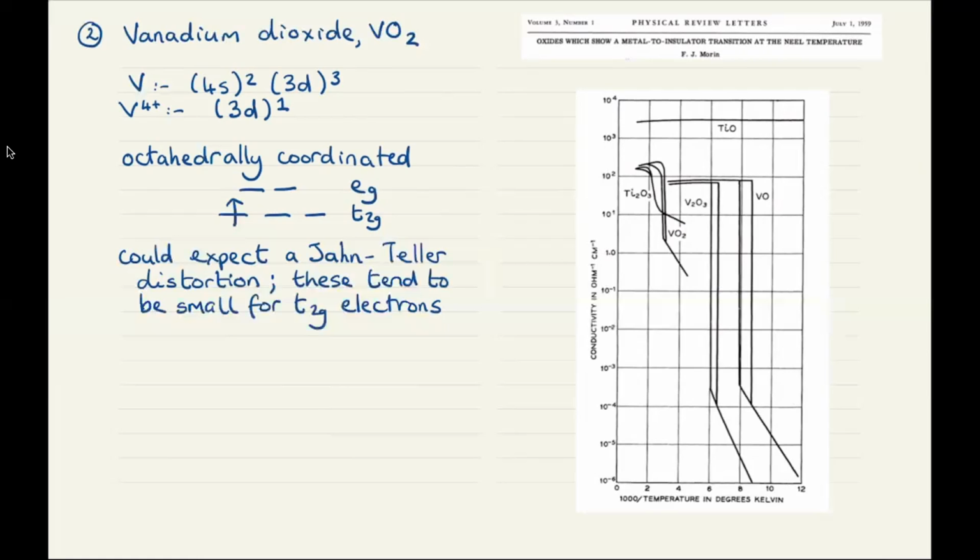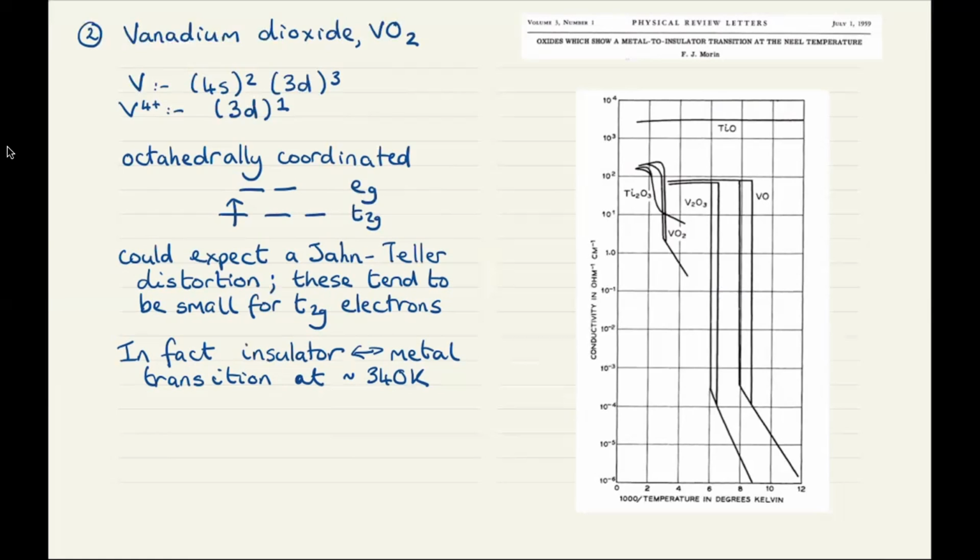And in fact, when we look at the data, we'll see that there is an insulator to metal transition, which takes place at around 340 Kelvin, just a little bit above room temperature. And this, of course, is of interest because it means that it potentially could be used in devices since it's really a room temperature effect.